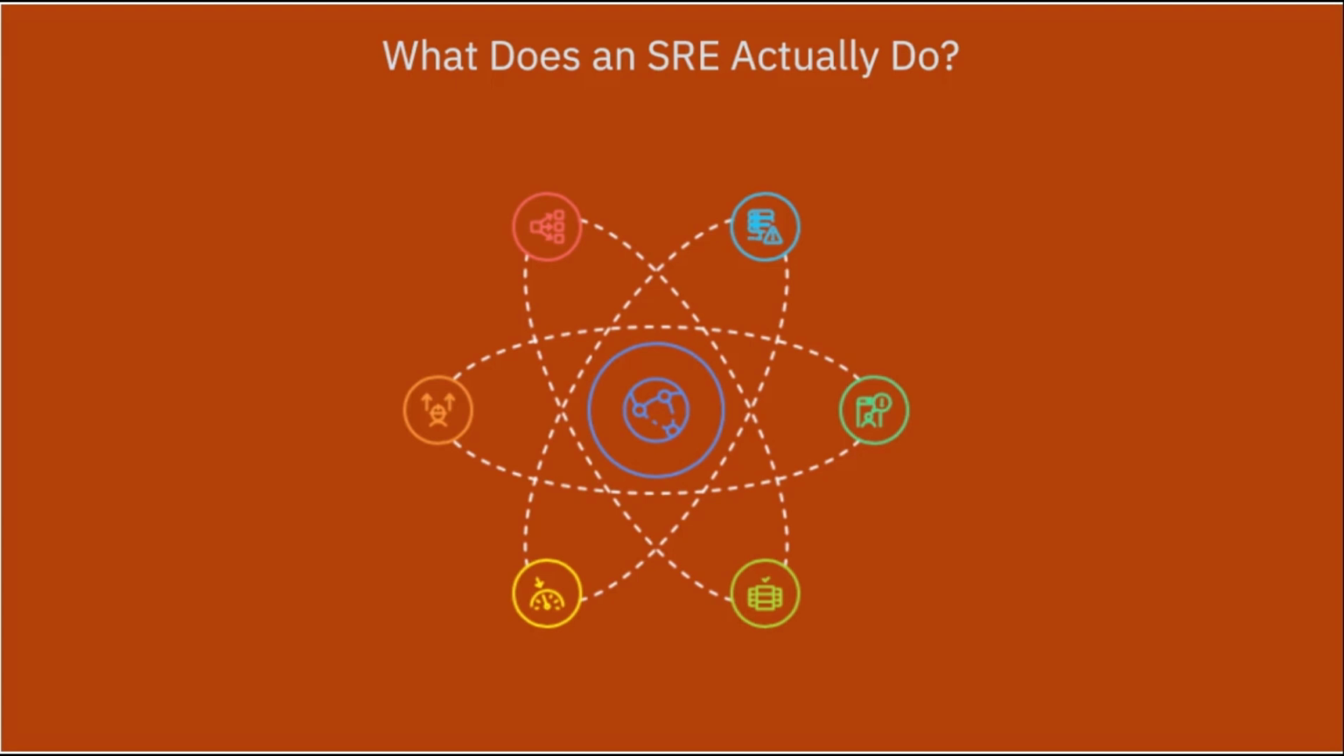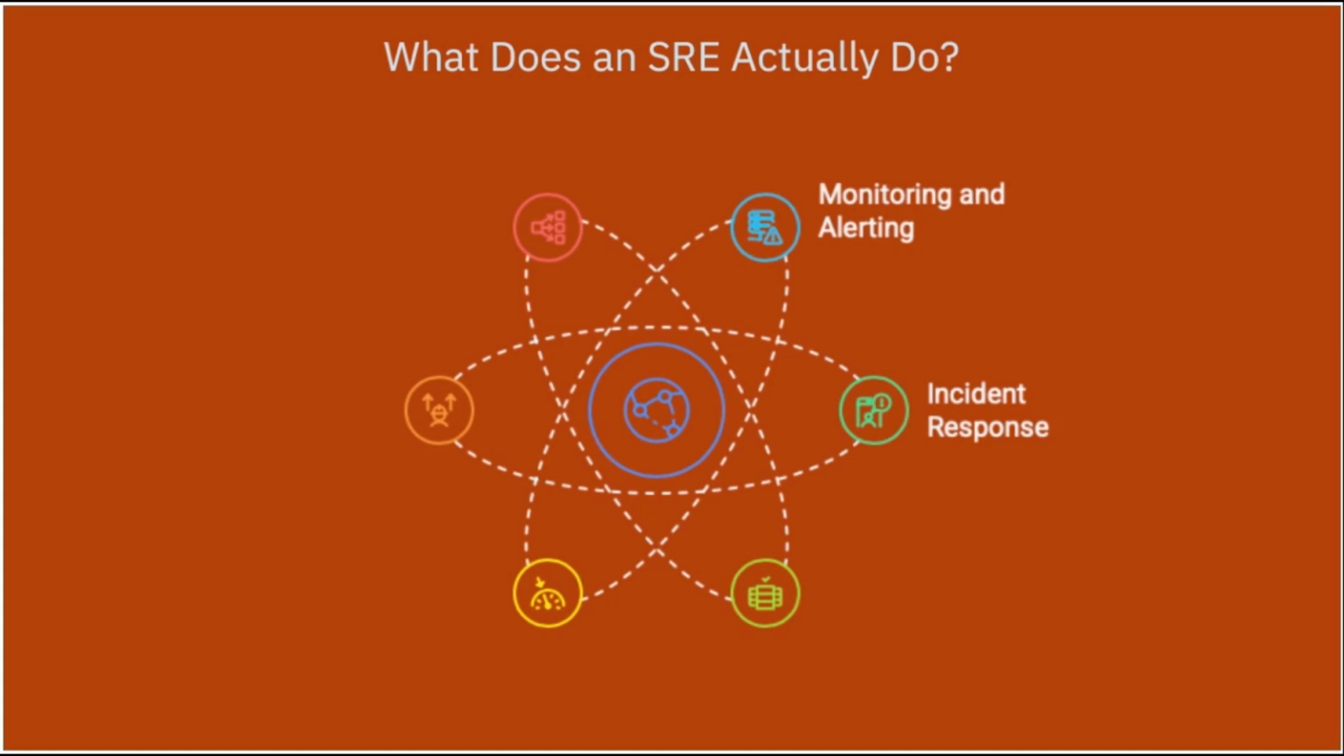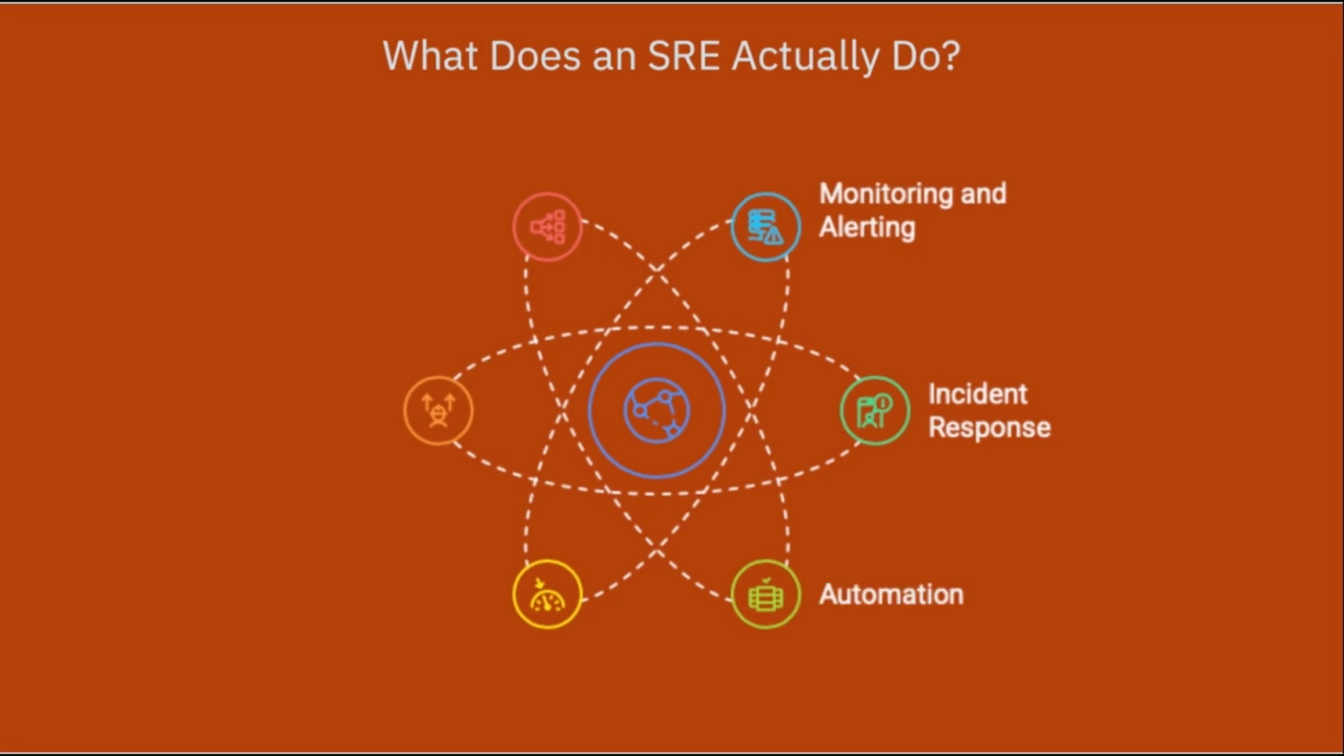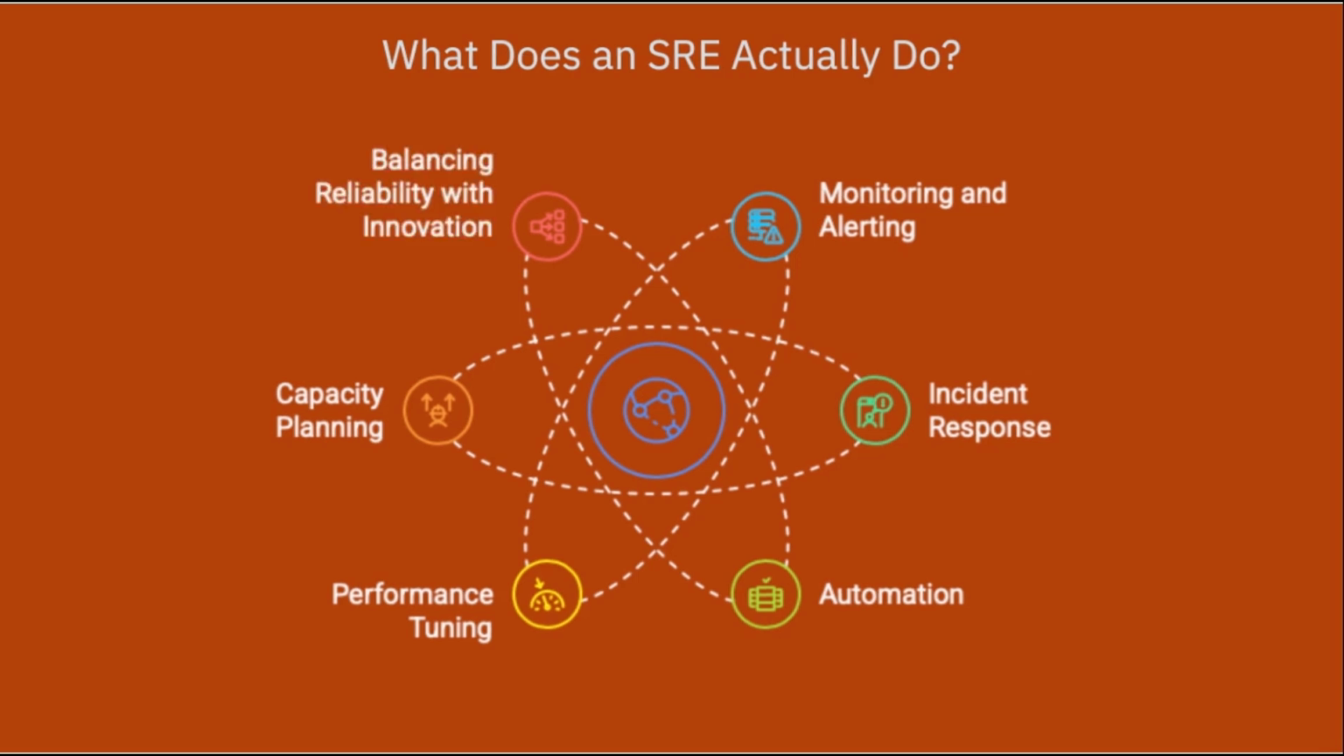So, what does a site reliability engineer's day look like? SREs focus on things like monitoring and alerting, to detect when things go wrong. Incident response, jumping in quickly when a system fails. Automation, writing scripts or tools to avoid doing things manually. Performance tuning, making sure systems run faster and more efficiently. Capacity planning, ensuring systems can handle future growth. And most importantly, balancing reliability with innovation, so teams can release new features without breaking everything.